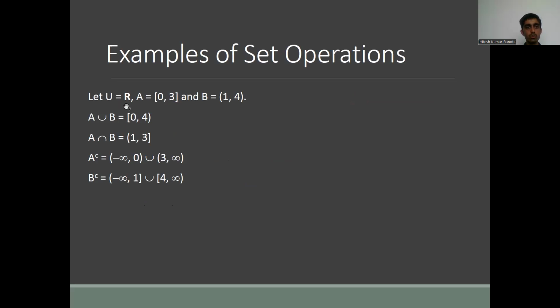Example: U is equal to the set of real numbers, the universal set is the real numbers, and A is equal to the closed interval [0, 3]. B is equal to the open interval (1, 4). Then A union B is equal to [0, 4), and A intersection B is equal to (1, 3]. A complement is equal to (minus infinity, 0) union (3, infinity). B complement is equal to (minus infinity, 1] union [4, infinity).